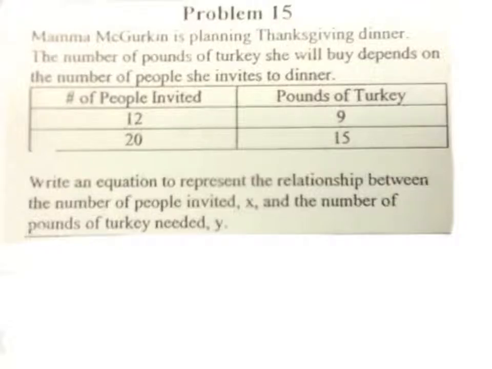And on the next one, Grandma McGurkin, kind of setting things up. Again, we need to figure out how many pounds of turkey per person. So figure out your change here. That's 8. The change from here to here is 6. So we have a slope of 6 over 8, which when you reduce it down is 3/4. So 3/4 of a pound of turkey per person.